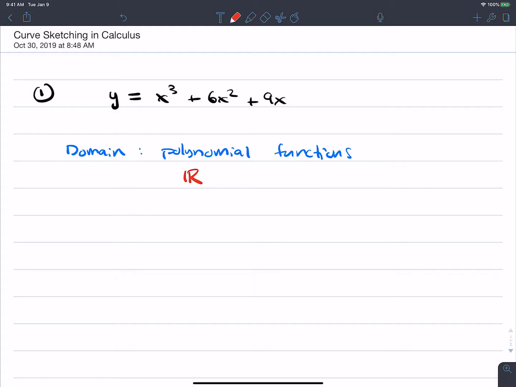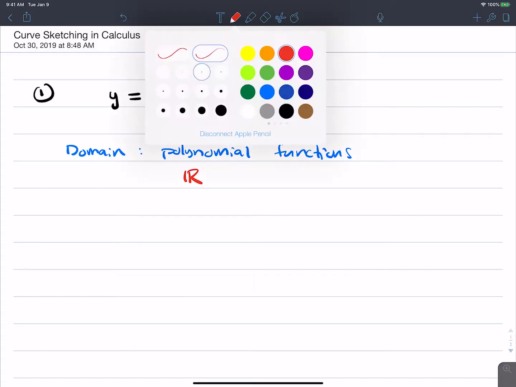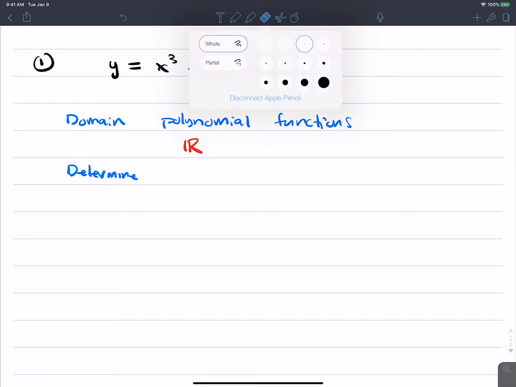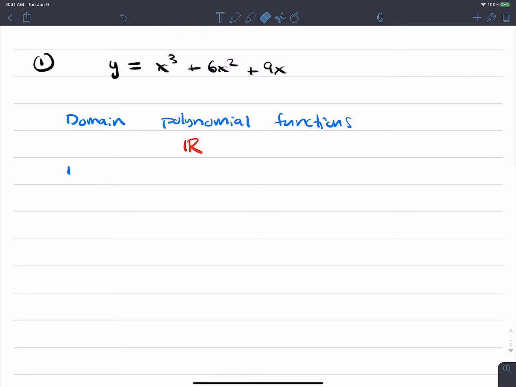So you got a polynomial function, all real numbers. Okay, so that's the first one you have to find, the domain. What comes next after this? Do you guys remember? What comes next on your curve sketching? We've got to determine the intercepts, right? Let's just write this down this way. So we're going to find those intercepts.